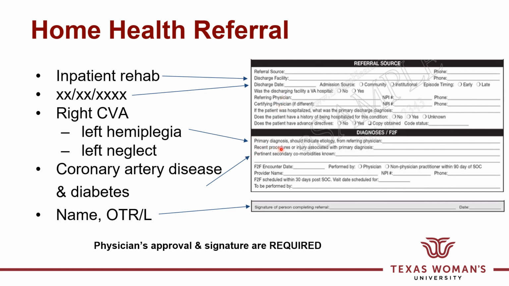Another important section to note is his diagnosis. So his primary diagnosis was right CVA with left hemiplegia and left neglect. We have pertinent secondary comorbidities. So for Frank, that was coronary artery disease and diabetes. And there's also a section for insurance, depending on what Frank has. And as always, we want to make sure that we sign our document with our credentials. A physician's approval and signature are required for this to go through.